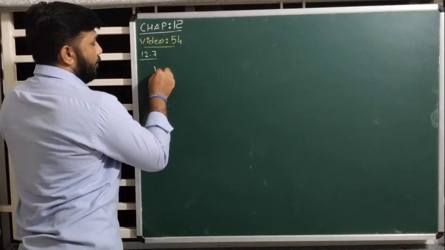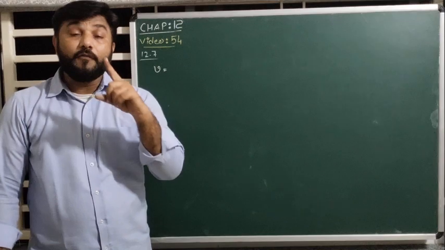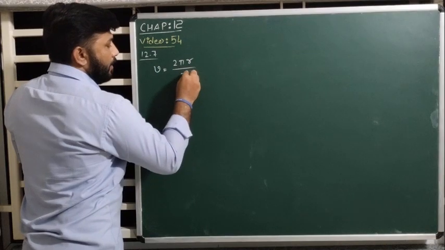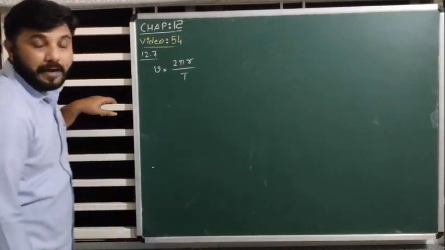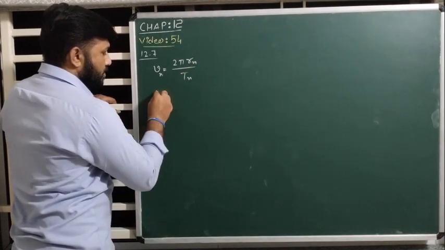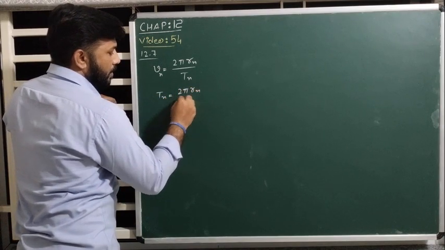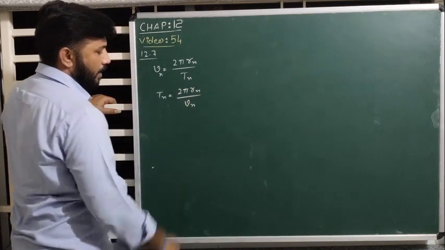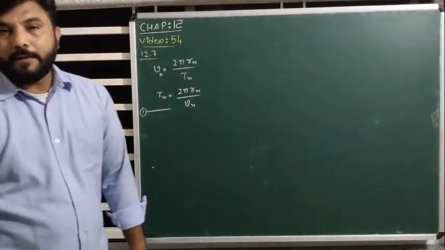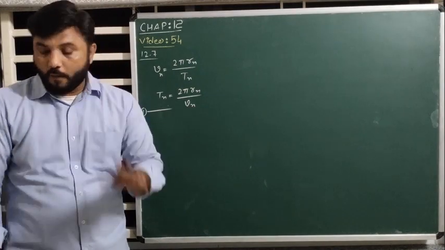Which equation? That is velocity is equal to distance traveled by an electron during one orbit, that is 2 pi r, divided by T. As you know, there are n, so Rn, Tn, Vn. So Tn is equal to 2 pi Rn upon Vn. So give it equation number 1. Clear? So find out the value of T1.